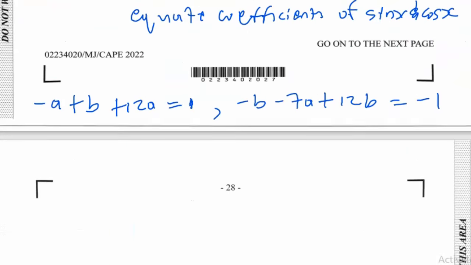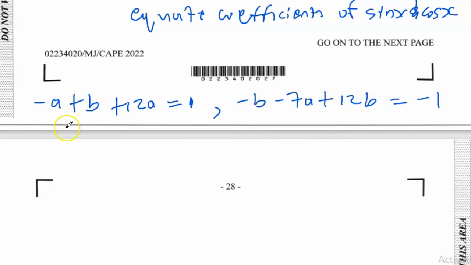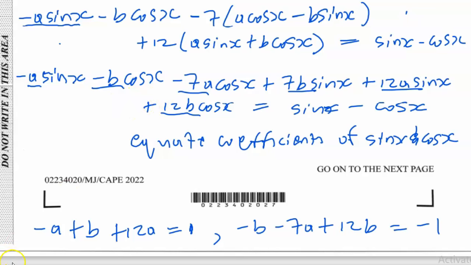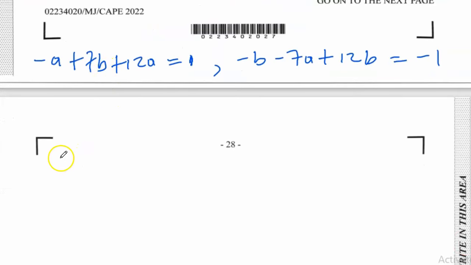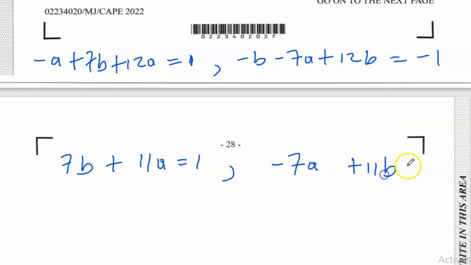Alright, so we have a pair of simultaneous equations that we can solve now, solve for a and b. Okay, I've got to fix this one, the one for sin x. This is actually negative a and 7b, so it should be 7b plus 12a. So this is actually 7b plus 11a equal to 1. And over here, this is actually minus 7a plus 11b equal to negative 1.